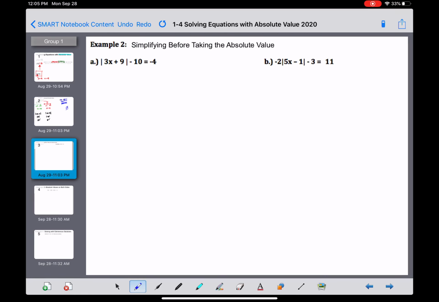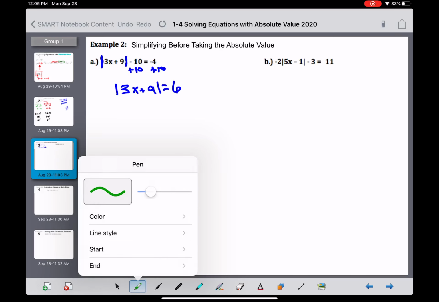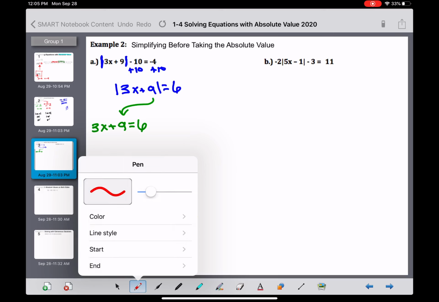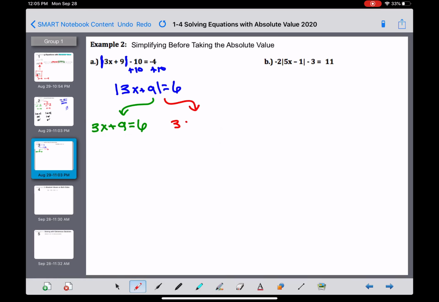Example number 2, we have to do a little bit of cleaning up before we're allowed to start with our split of positive and negative for absolute value. So I want to isolate my bars and get them completely alone. So I'm going to add 10 to both sides. So I'm looking at the absolute value of 3x plus 9 is equal to 6. Now I'm able to split to solve for positive 6. So I'm looking at 3x plus 9 is equal to 6. And then solving a second time for negative 6: 3x plus 9 is equal to negative 6.